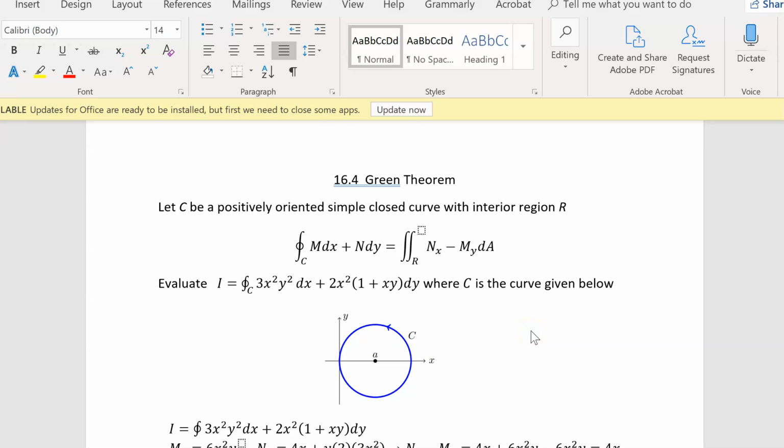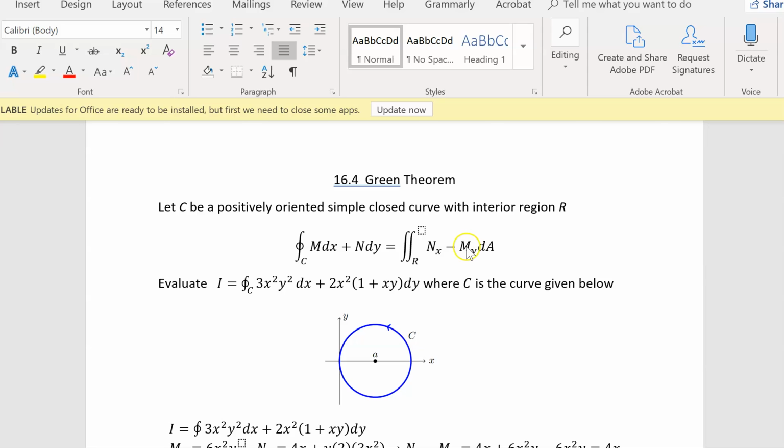So this is my review video on 16.4, which is Green's theorem, and it's only a review video because we have already done this for Calc 3. What this says is that it's a very beautiful theorem really, because it gives a connection between a line integral and the surface integral of the surface that the line covers.